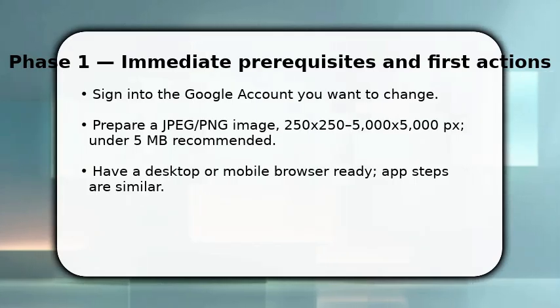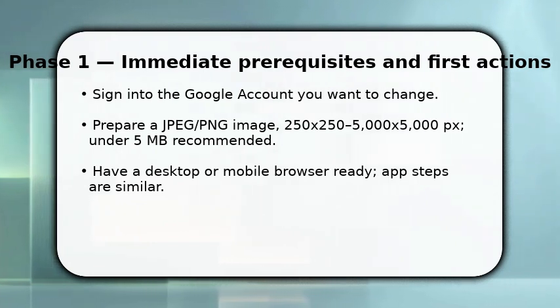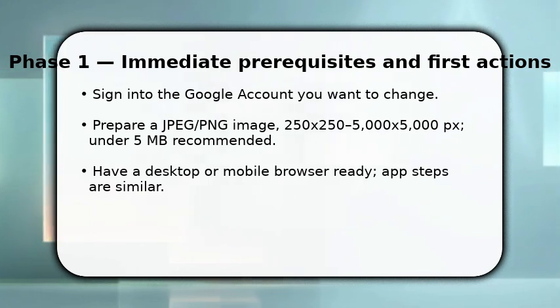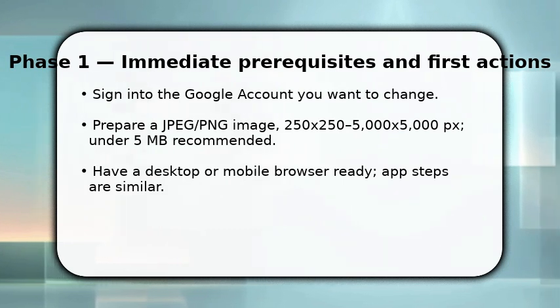You start by signing into the exact Google account that displays the photo. This ensures changes apply everywhere. Next, prepare your image, JPEG or PNG, square if possible, and within the size limits so Google can auto-crop cleanly. Once done, open Account Settings, Personal Info, so you can access the profile photo control immediately.